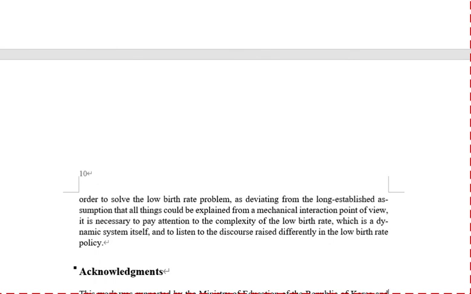Therefore, in order to solve the low birth rate problem, as we deviate from the long-established assumption that all things could be explained from a mechanical interaction point of view, it is necessary to pay attention to the complexity of the low birth rate, which is a dynamic system itself, and to listen to the discourse that lies differently in the low birth rate policy.